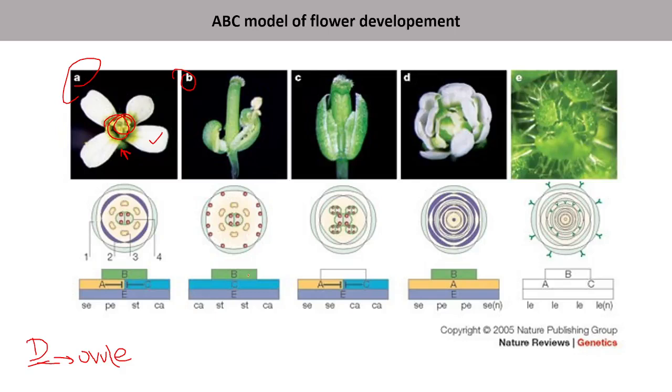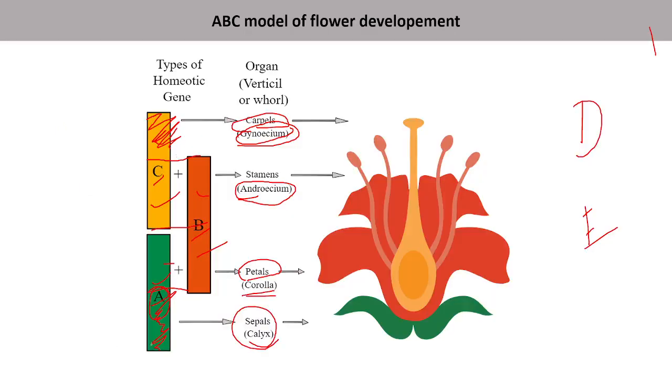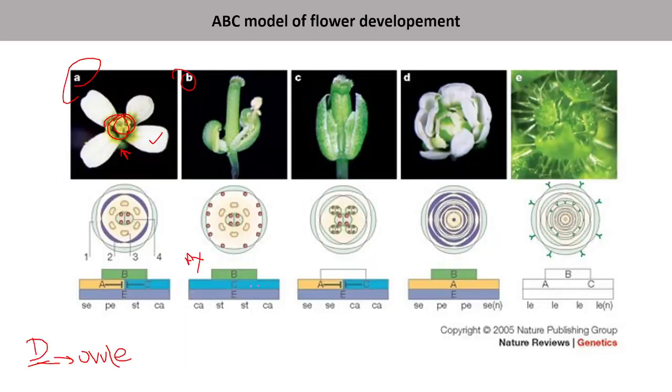In B figure, we are removing the expression of the A gene. So here there is no A gene expressed. Now if you look back at the figure, we are saying that by removing only A genes, the sepals get removed. So if you understand this arrangement of the flower, this is called a floral diagram. If you see this, only one part of the flower is removed here.